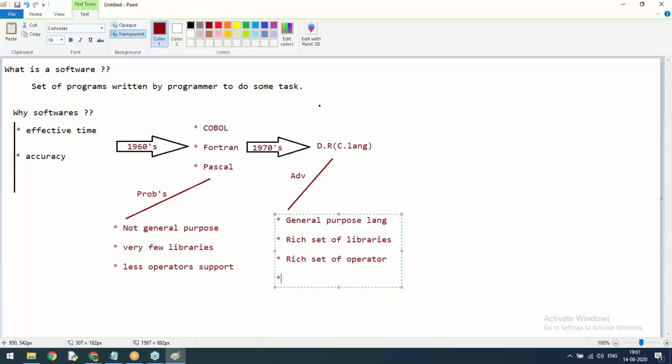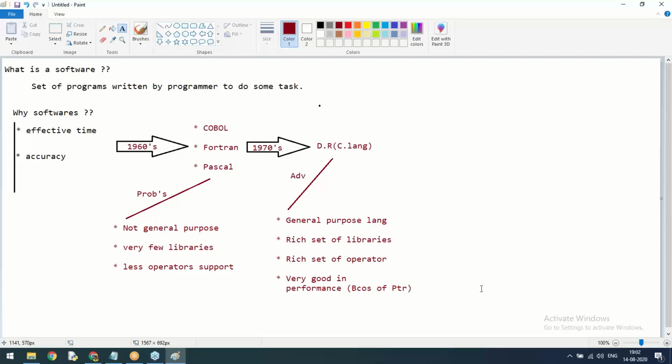And the next beautiful point about C is that it is very good in performance. Why is performance very good? Because you have a powerful pointer concept here. Pointer concept makes it very good in performance.